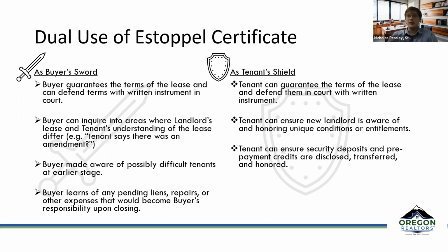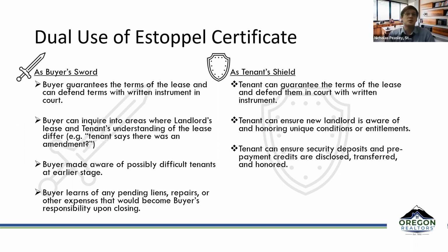The other area where this is relevant is the shield use of the estoppel certificate. A tenant can guarantee the terms of a lease using the estoppel certificate. They can also ensure that the new landlord knows about unique conditions or entitlements. If the landlord agreed that this tenant can keep 3 pets on the property because they're small dogs rather than 1 giant mastiff or something like that, they should know about that, and you should write that into the upcoming lease with this estoppel certificate.